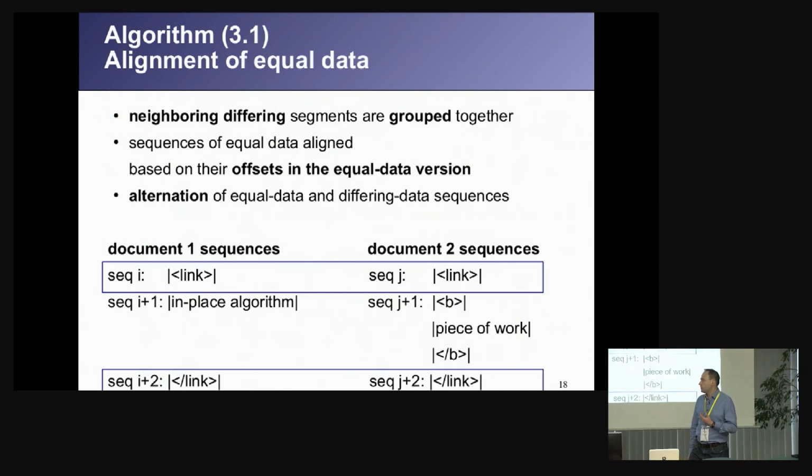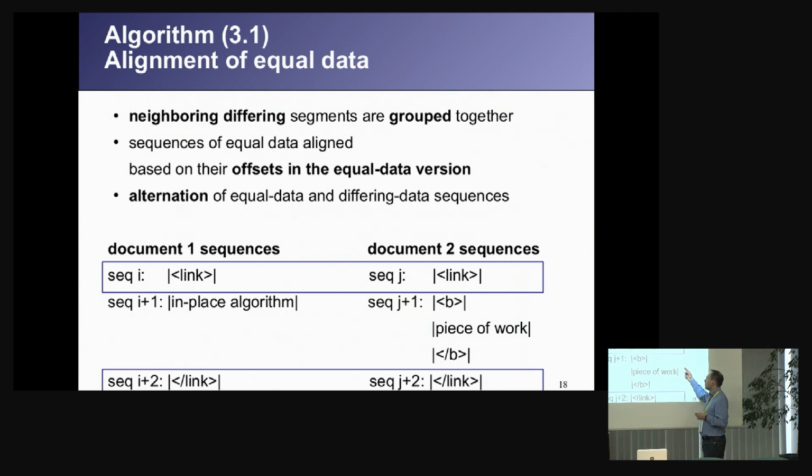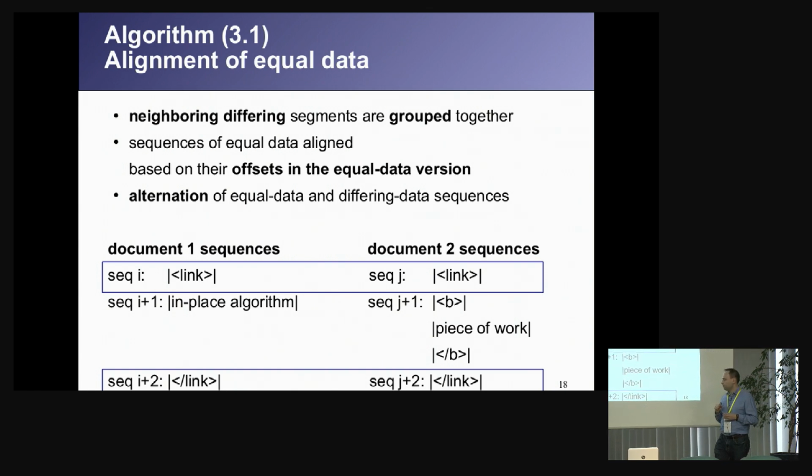Now the first phase, the alignment of equal data and the alignment of differing data. For aligning the equal data, the first phase we do is to group together in a sequence the neighboring differing segments. So in the example here, you see that the 3 differing type segments are grouped together in the same sequence, sequence j plus 1, with sequence j and j plus 2 being equal data sequences.